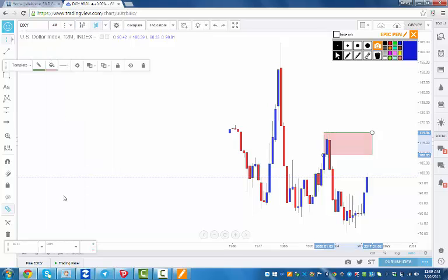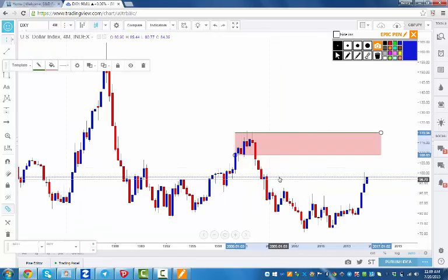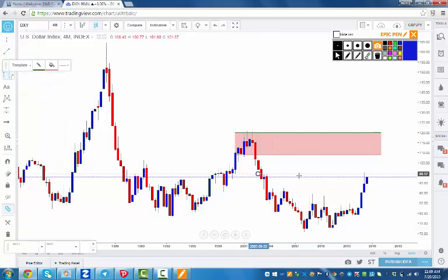So if you take a look at the 4 monthly, okay, the supply. So now you can see this dollar has already cleared this speed bump. Can you see that?